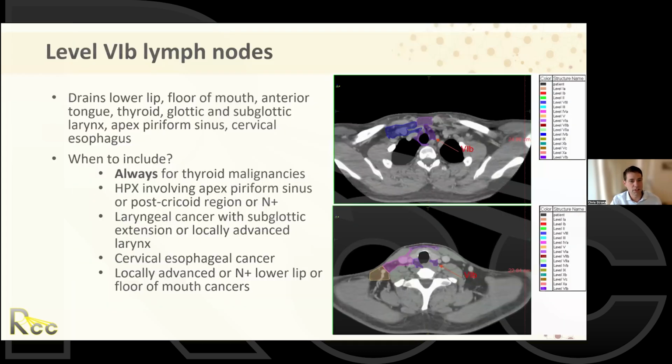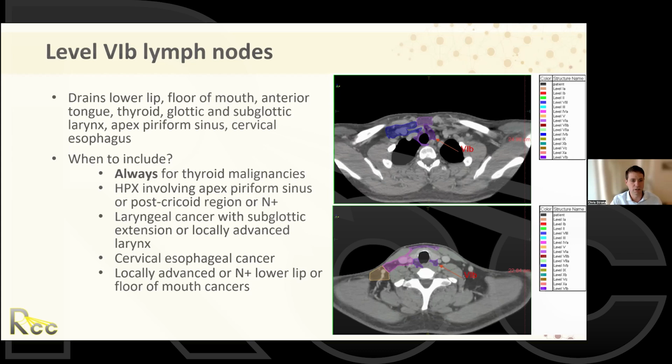Level 6B sits, for the most part, just posterior to 6A. This also drains that lower lip, but also the floor of mouth and the anterior tip of the tongue, although we don't tend to think of that much for those cancers. But again, notably thyroid, the glottic and particularly subglottic larynx, the apex of the piriform sinus, and the cervical esophagus. So again, very important to include this for thyroid cancers.